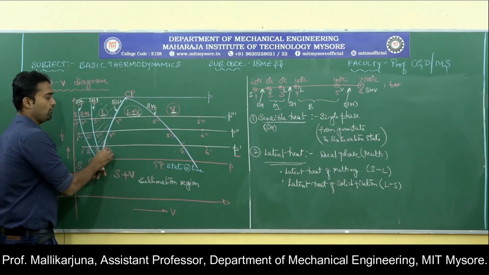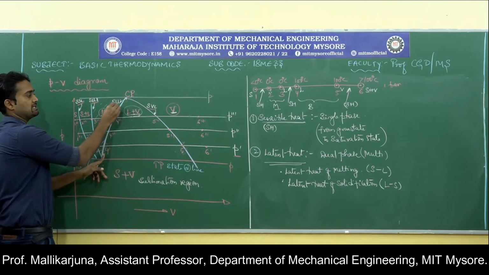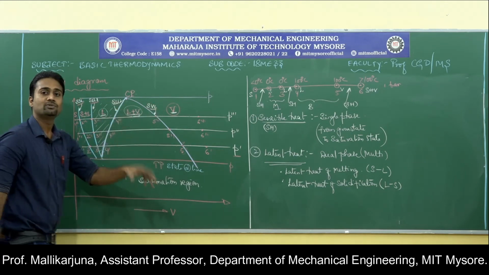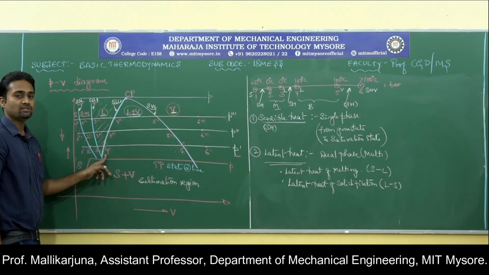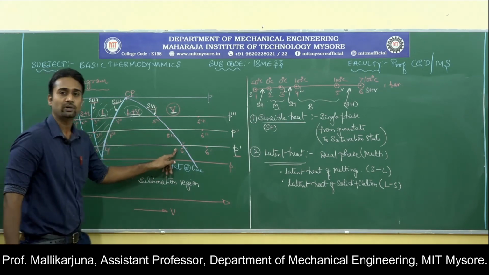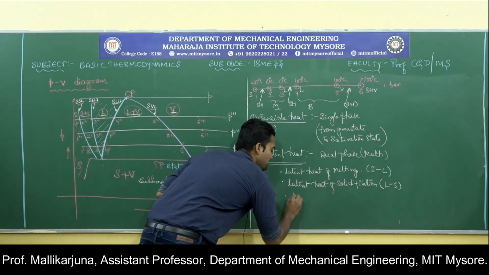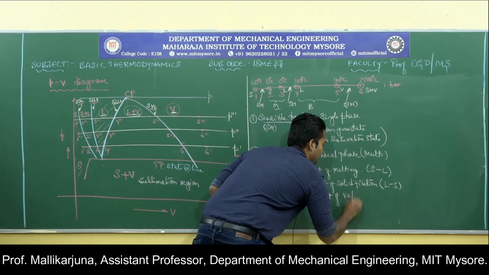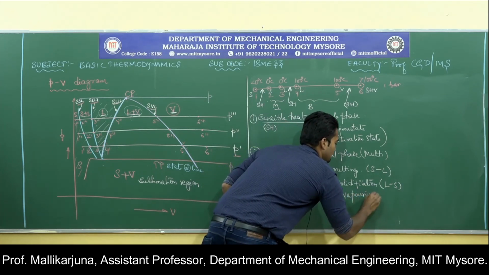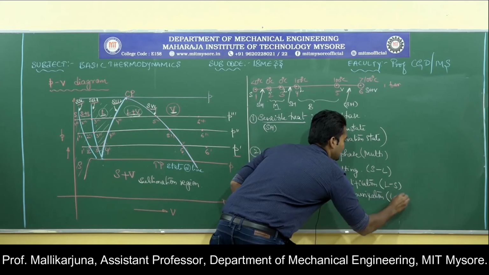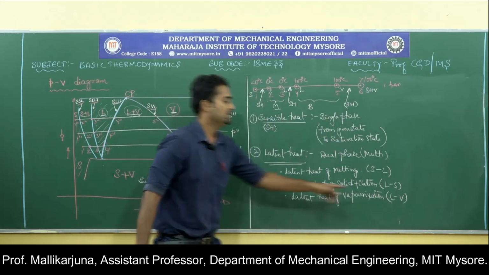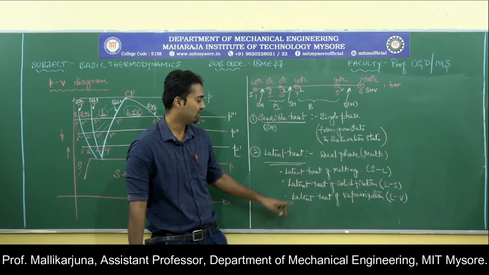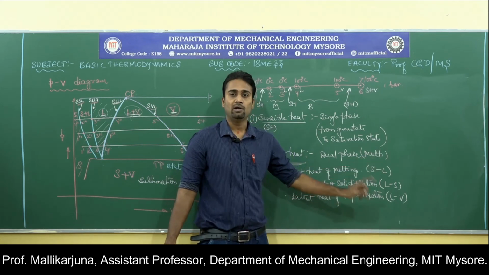Next thing, from 4 to 5, what is happening? At 4, it is a saturated liquid. At 5, it is the saturated vapor. In the sense, the amount of heat absorbed by the substance to change its phase from saturated liquid state to saturated vapor state. Such a heat is called latent heat of vaporization, evaporation, vaporization. What are the two states? Liquid and vapor. If liquid is getting converted into vapor by absorbing the latent heat at constant pressure and at constant temperature, then I will call it a latent heat of vaporization.